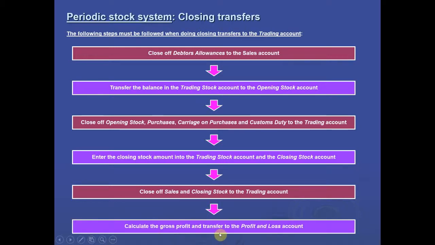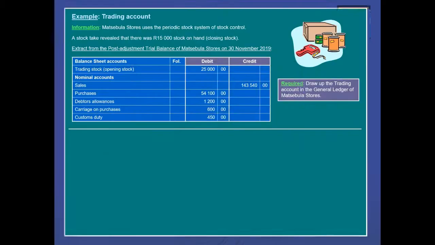And then we can calculate the gross profit and transfer it to the profit and loss account. So this is just a different way of setting out what we did in the previous slide. So let's illustrate by way of an example. We have Matsubula Stores that uses the periodic system of stock control. The stock take revealed that there was 15,000 stock on hand, our closing stock.